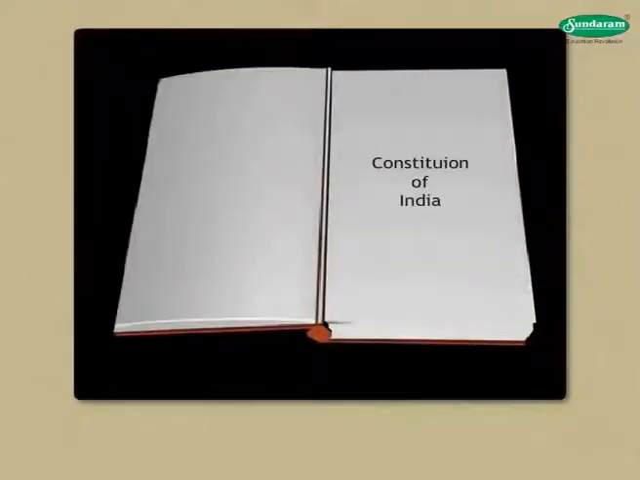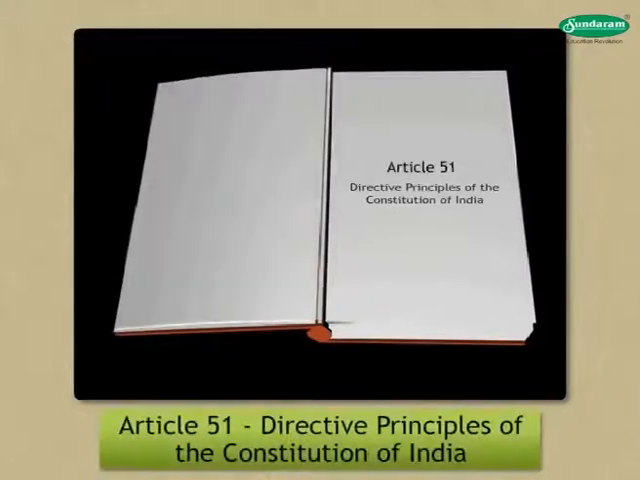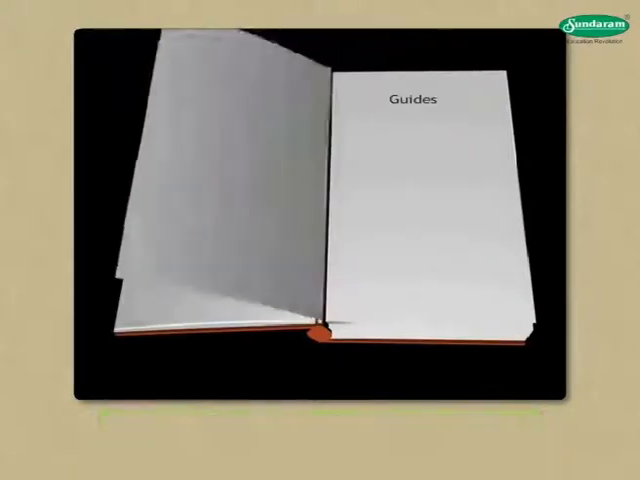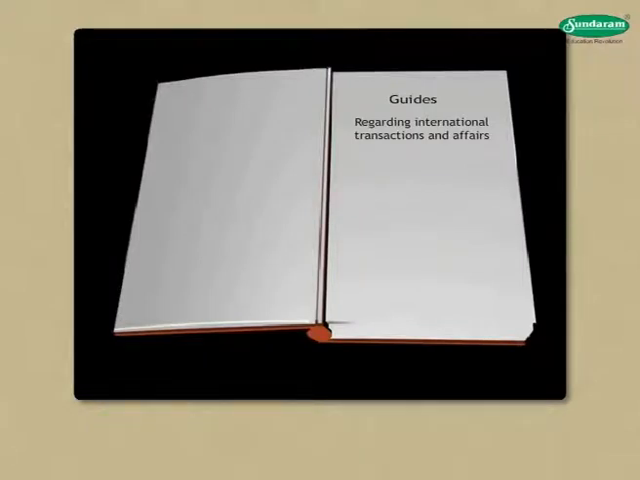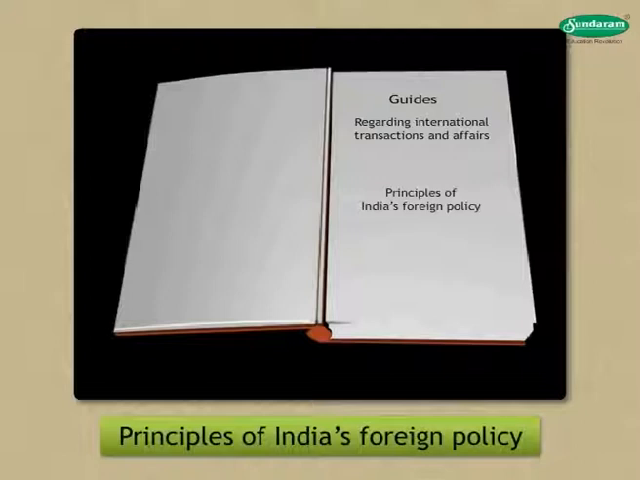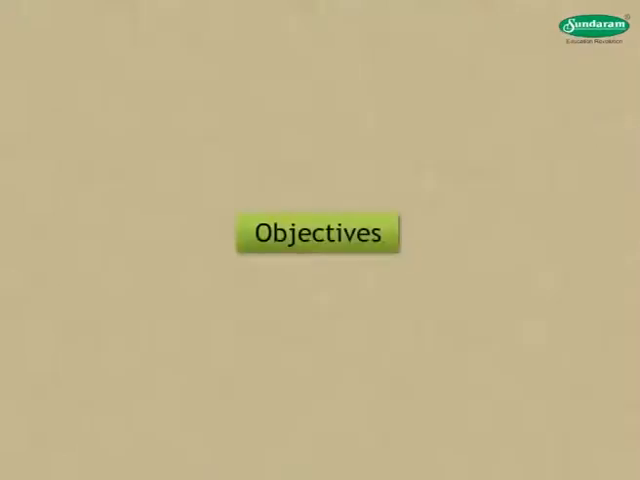We are all aware that our constitution consists of various articles. Article 51 of the Directive Principles of the Constitution of India guides the Government of India regarding international transactions and affairs. This article states the principles of our foreign policy. The following objectives are to be achieved through this article.